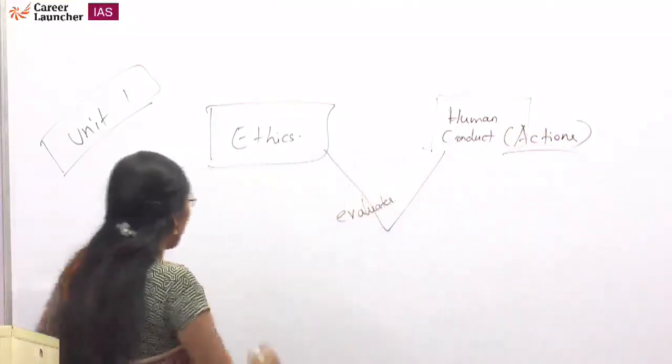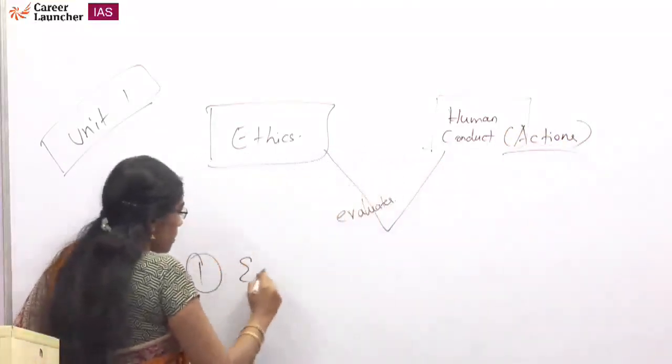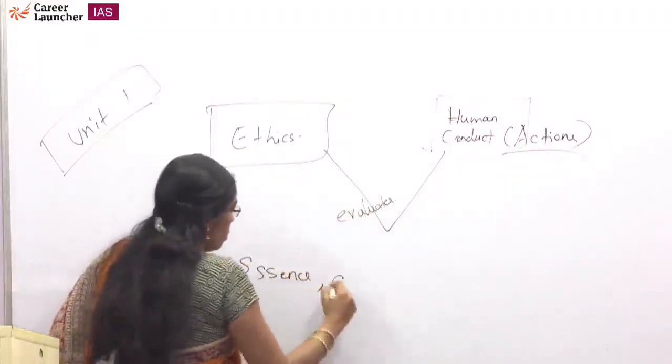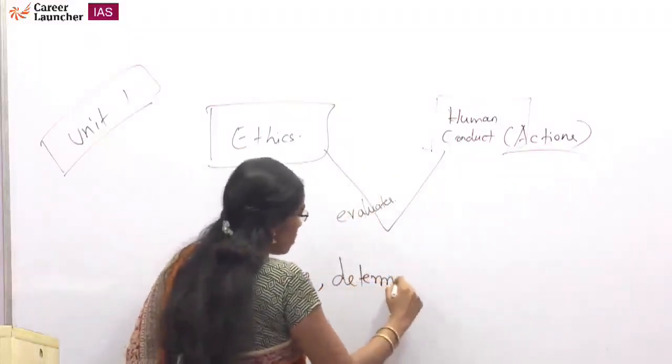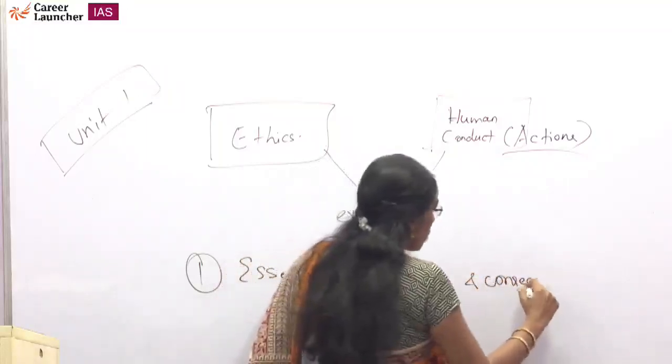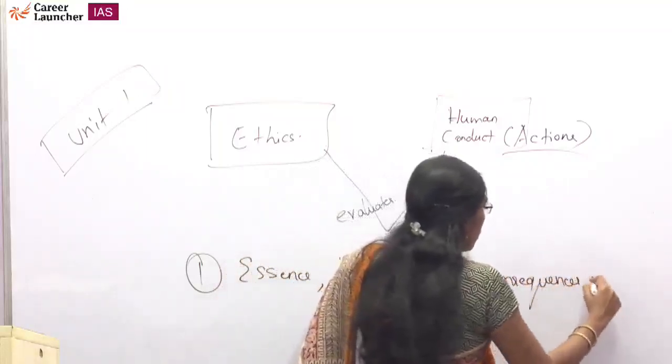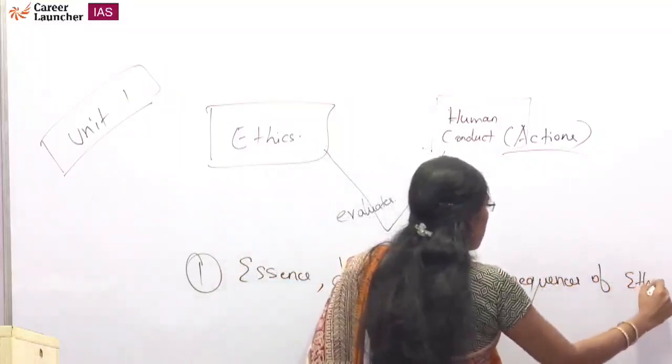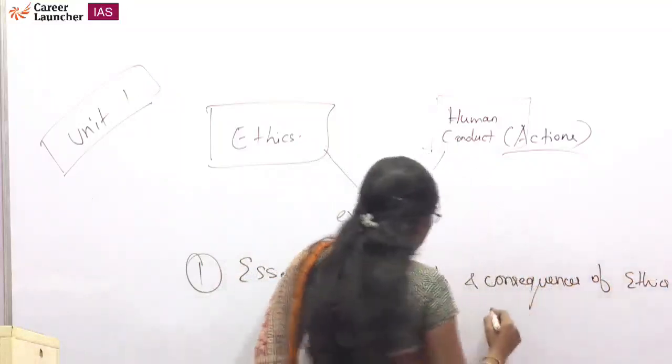So your first topic in the first unit is essence, determinants and consequences of ethics in human action. This is the first topic.